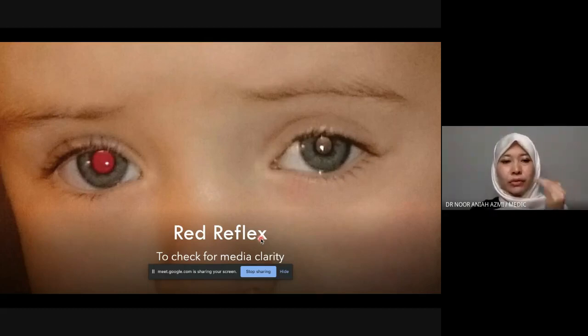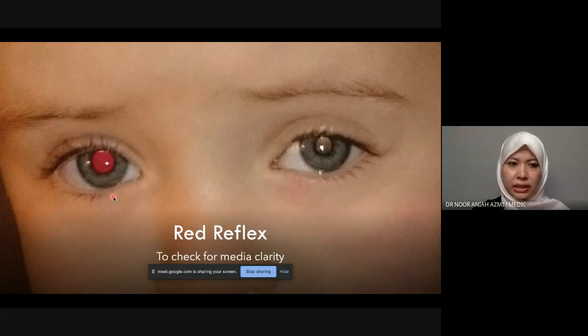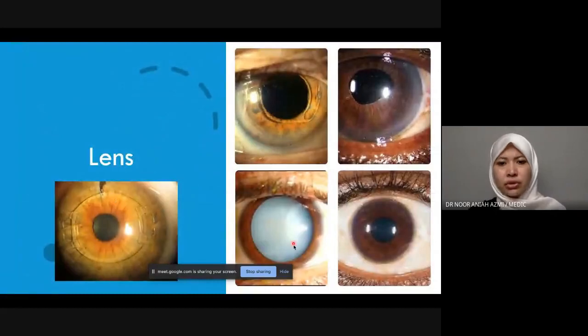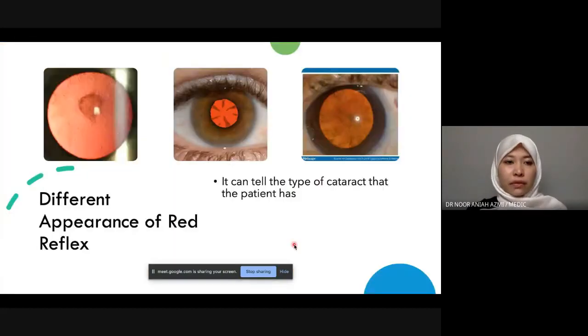So for the media, we can check with the red reflex. If the patient has clear media, that means the red reflex will be seen like this child. The cornea is clear, the lens is clear, the vitreous is clear, the retina is flat. That's when you get to see a good red reflex. But if the patient has cataract, like this one, a mature cataract, you cannot see the red reflex. So it's important for you to check the red reflex, to check for media clarity.